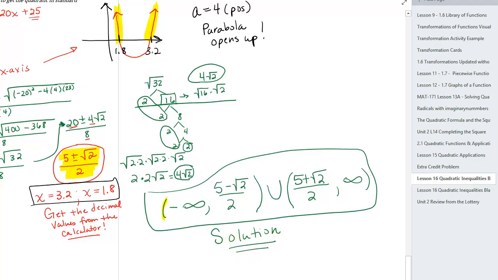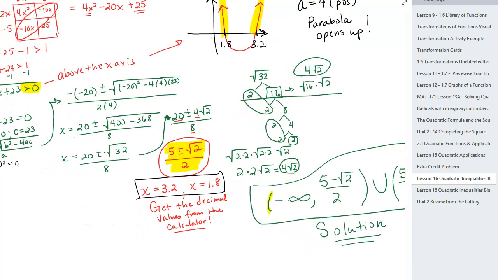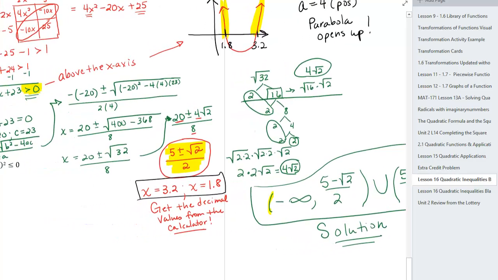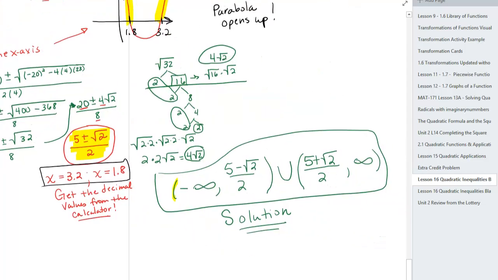Now, if I wanted to do the algebraic method, I would have just picked one number to the left of 1.8, which you could use 0. Remember, you don't have to use a decimal number just because your boundary number is a decimal. A number between 1.8 and 3.2, I could use 2, I could use 3. And then a number greater than 3.2, so I could use 4. And in that case, you would want to know which of those numbers is going to give you a positive answer because it's greater than 0. You should get the same thing even though you're using a different method.